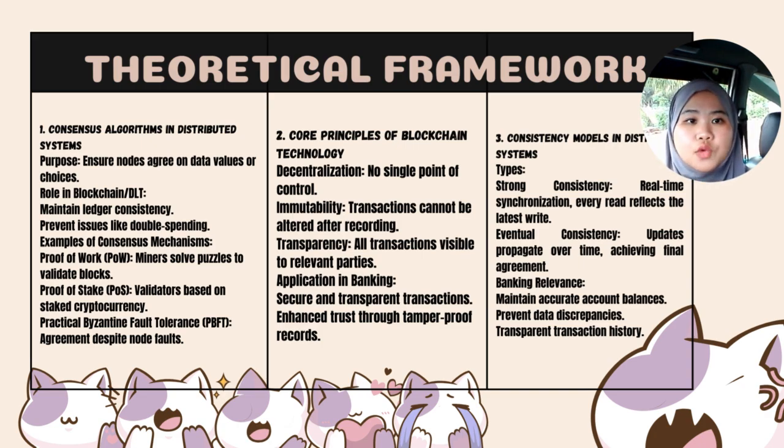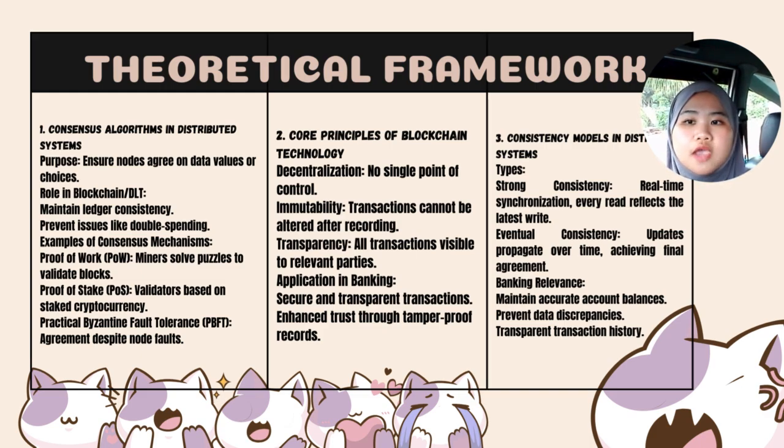And then the second one is core principles of blockchain technology. For decentralization, there's no single point of control. Immutability: transactions cannot be altered after recording. And for transparency, all transactions are visible to relevant parties. So the application in banking is secure and transparent transactions, and also enhanced trust through tamper-proof records.